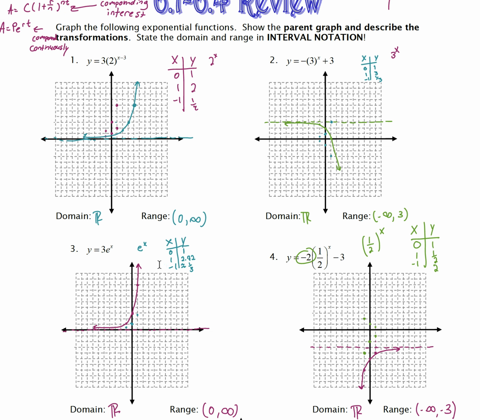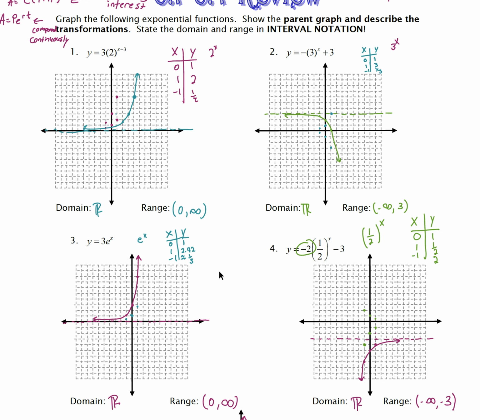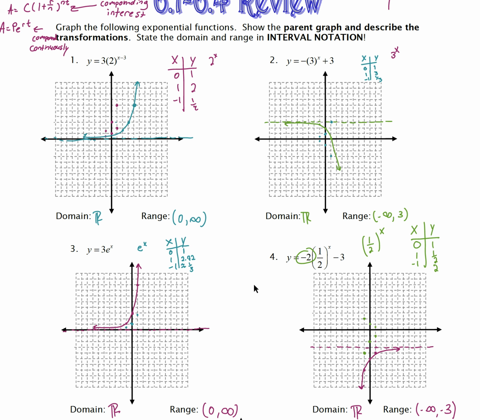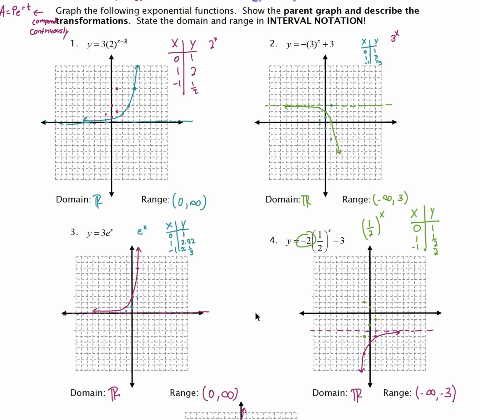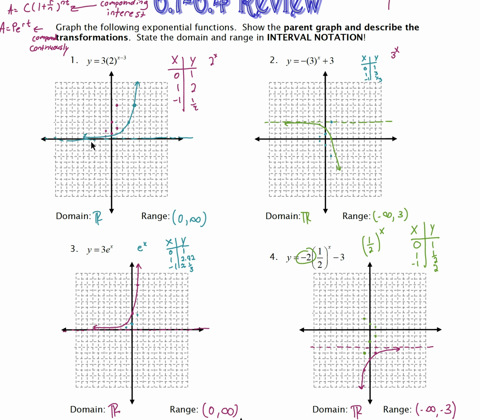Again, just be careful. The domain on all of them are negative infinity to infinity, or you can say all reals, which is what this symbol means. And the range is going to have restrictions. You're going to go from the asymptote up, or you're going to go from negative infinity all the way to the asymptote. And remember, you never actually touch the asymptote. You asymptotically approach that y value. And so you are going to use parentheses on your range. Okay.